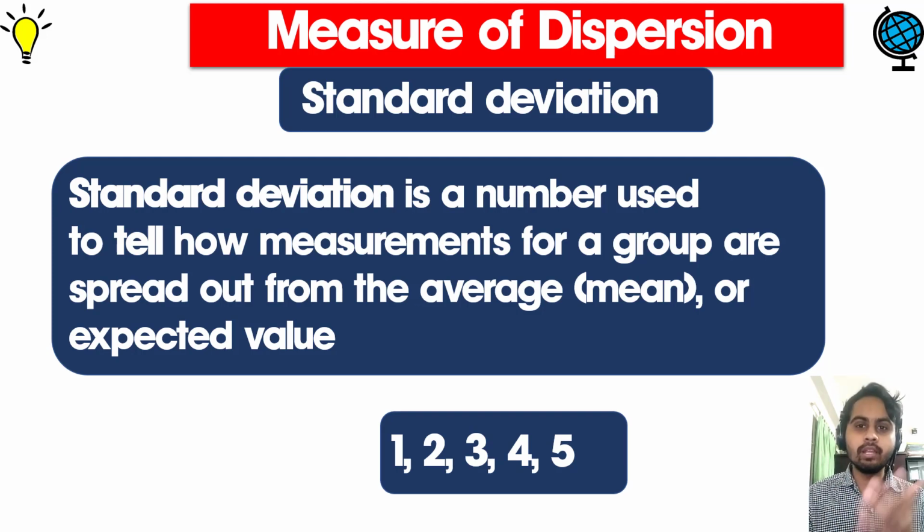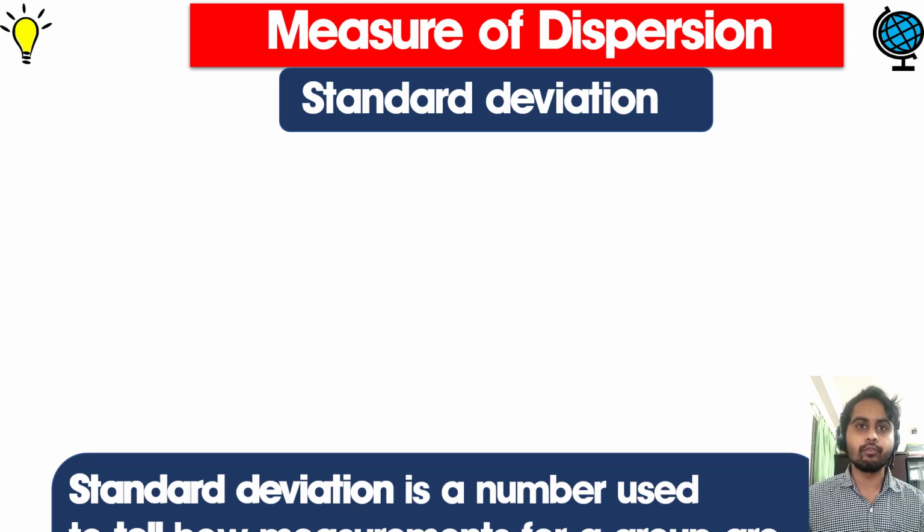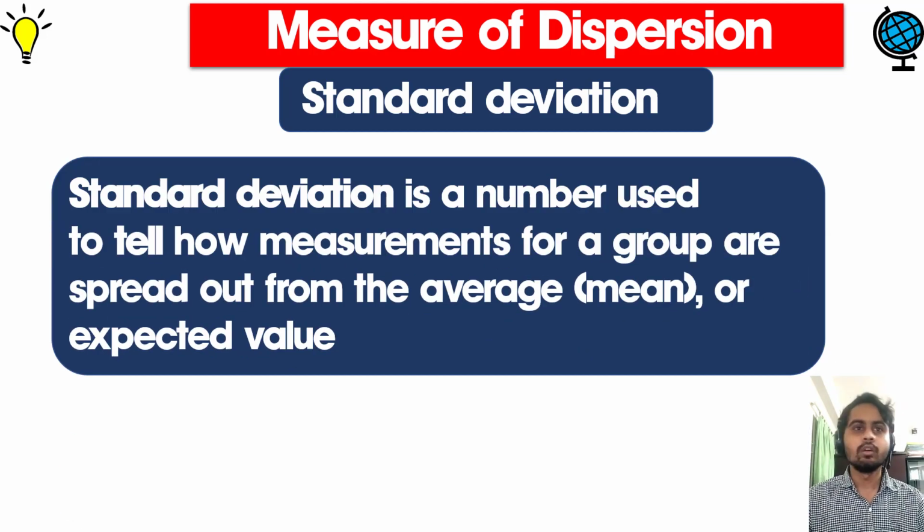Like here, the mean is 3: 1, 2, 3, 4, 5. So you can describe how closely 1, 2, 4, 5 are to the mean, or how they are scattered from the mean. There is a process to find it out. I will not explain the theory. I'm just giving you the idea so that you can interpret the data when you deal with real data.